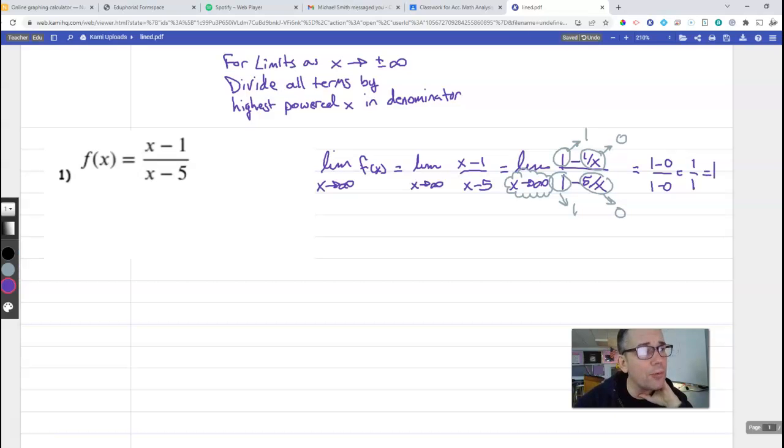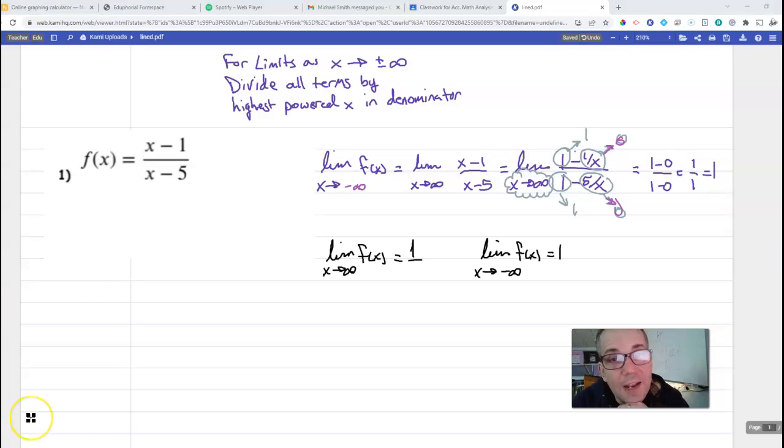And if I were to go through and find the limit as x goes to negative infinity, none of these steps would really change. This would still go to 0, this would still go to 0, these would still go to 1, and so that limit's also going to be equal to 1. And if I wanted to be super precise or super organized, I might summarize those two thoughts with these statements.